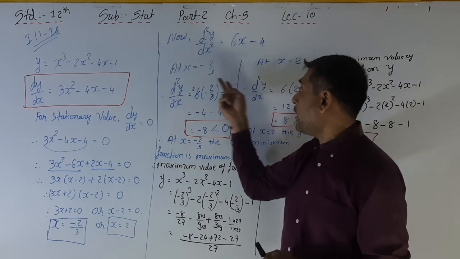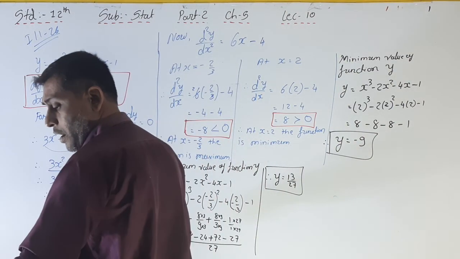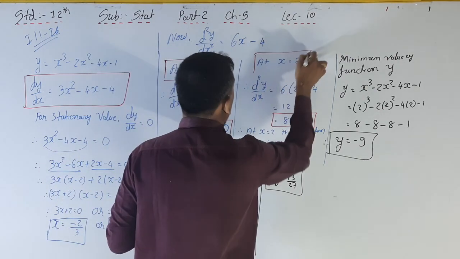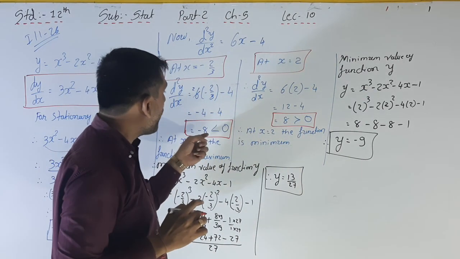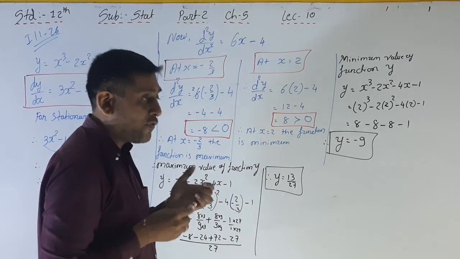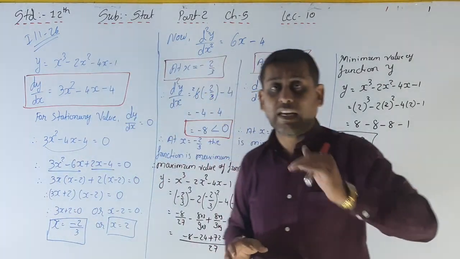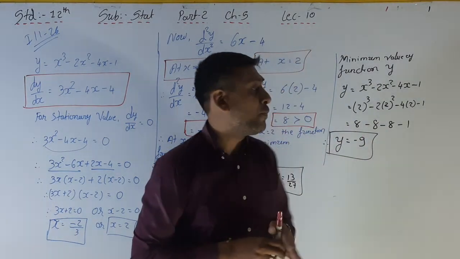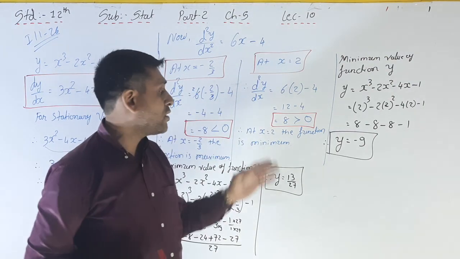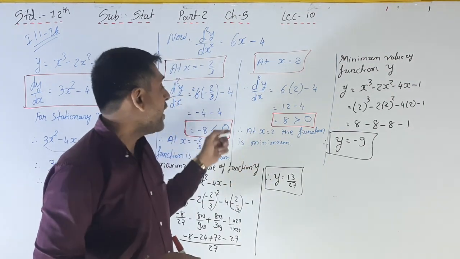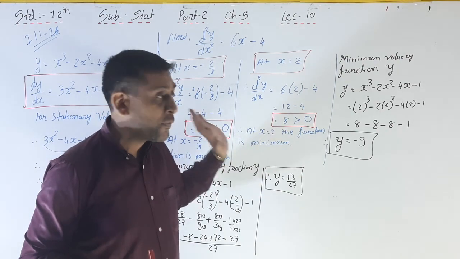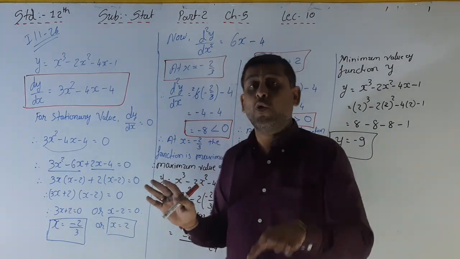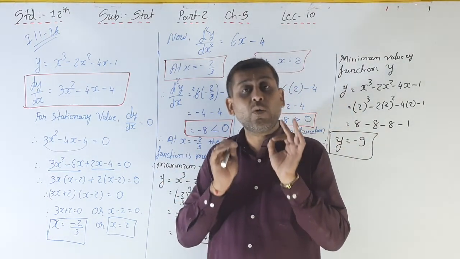Now put this value minus 2 by 3 and plus 2 into the second derivative, and find out the two values, that is minus 8 and plus 8. If the minus 8 is the final answer of second differentiation, then at that point the function is maximum, and if the plus answer is there, that is the positive answer, greater than 0, at that point the function is minimum. Now here we get that at which point the function is maximum and which point the function is minimum. First of all we find out that only.